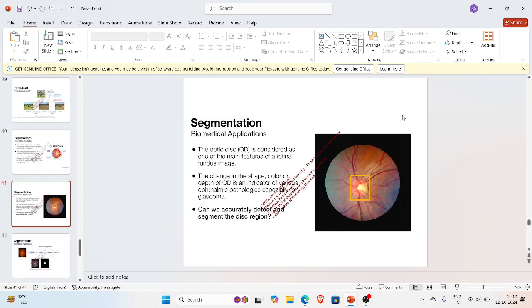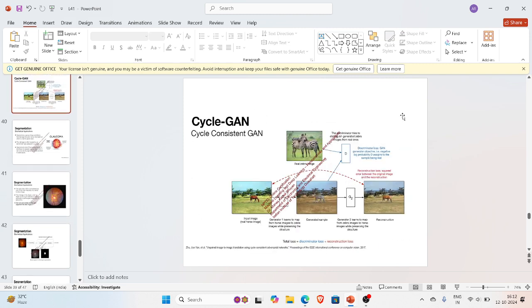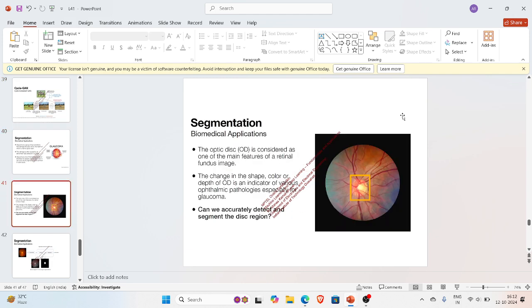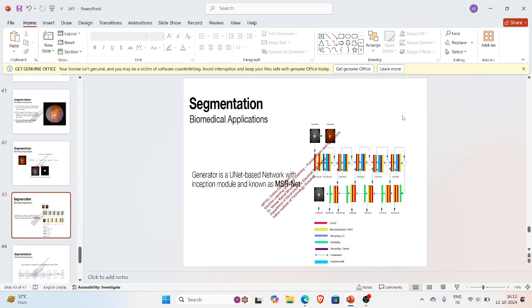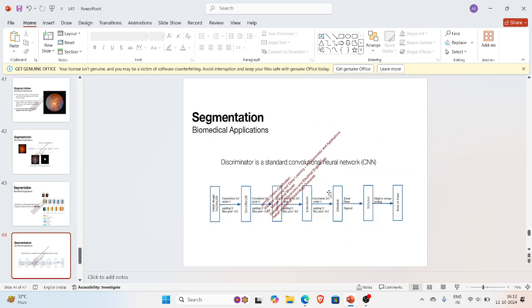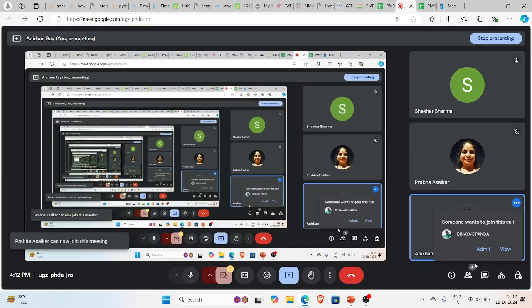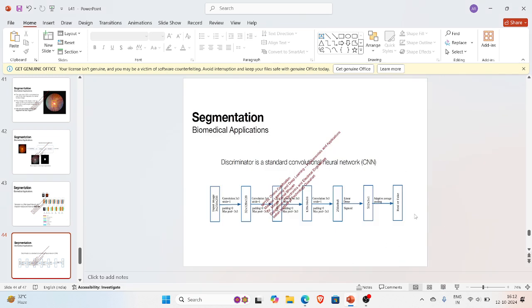Using the deep networks of the GAN, you can also do segmentation. Any convolutional network with up-convolutions can be used for segmentation, so it is not very difficult. As I said, the generator is a U-Net based network, so U-Net based models can be used for segmentation work. That is simple here: the convolutional and then deconvolutional layers. So that is what we have done.